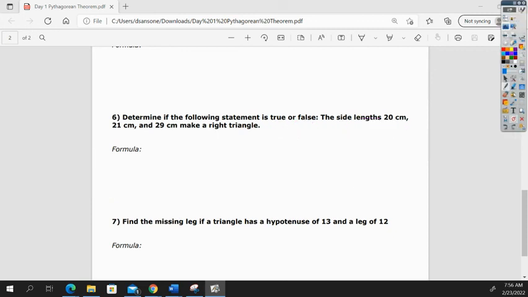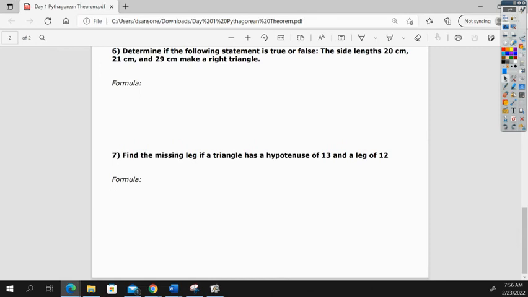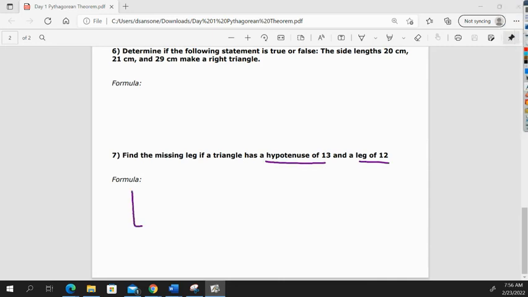So we're going to do one last problem. This final problem is going to be how to find a leg. This time they're giving us the hypotenuse and one of the legs. We're missing one of the other ones. So it says find the missing leg if you have a hypotenuse of 13 and a leg of 12. So we have a right triangle. They said the hypotenuse is 13, and they said one of the legs is 12. We don't know the other one.